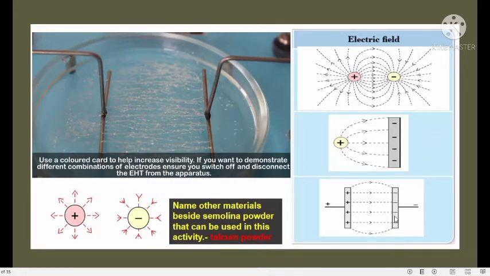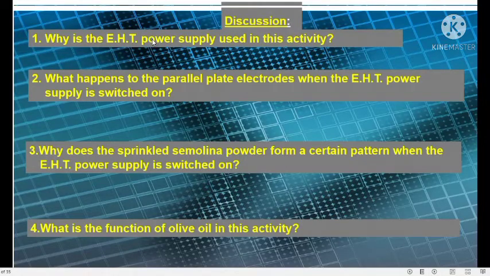At the ends here, the lines curve a bit. So it becomes a bit curved. This is an example of the electric field pattern that we can observe when we carry out this activity. Okay, let's discuss some questions involving this activity.